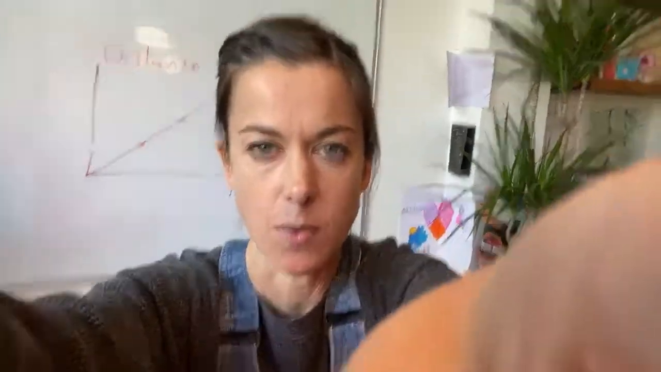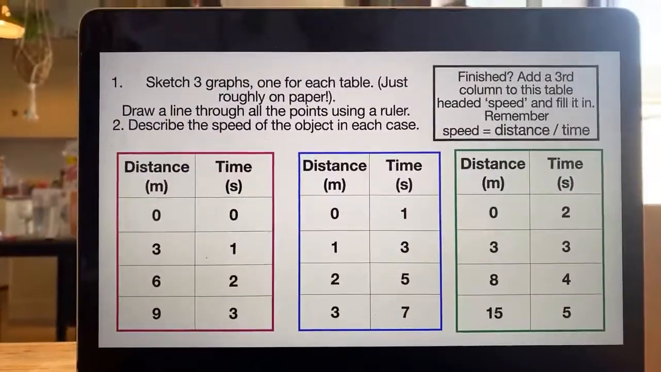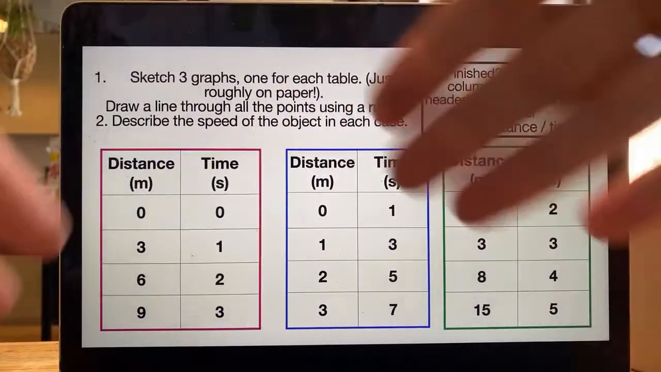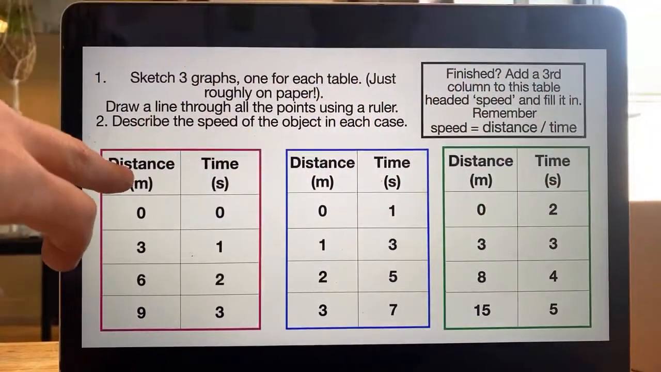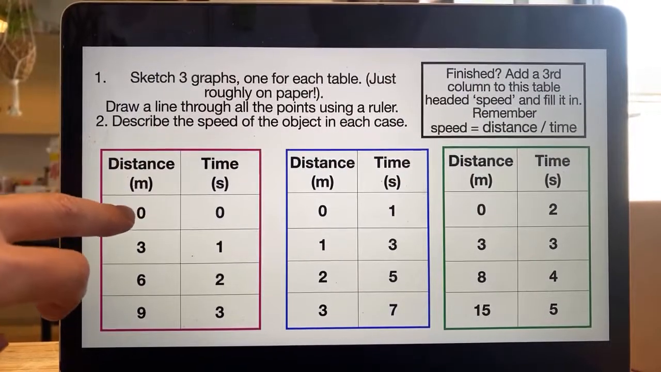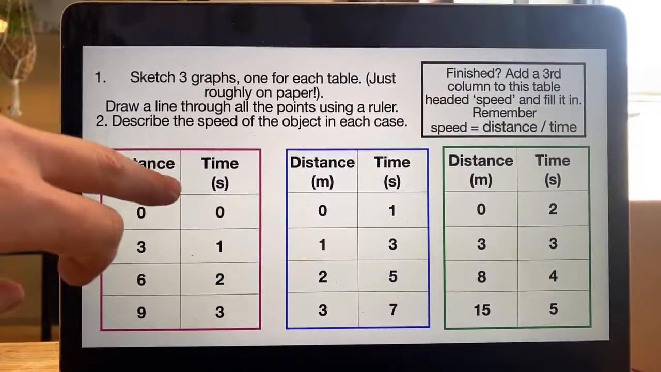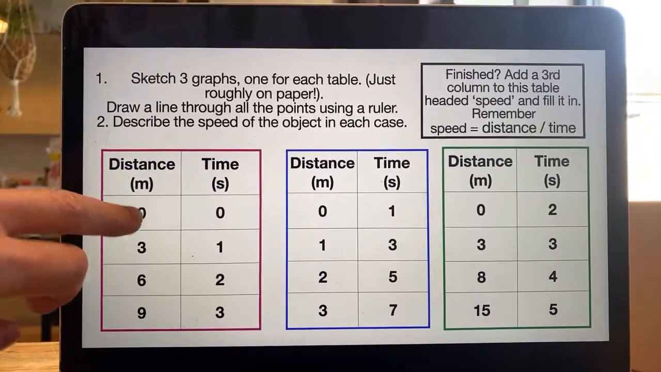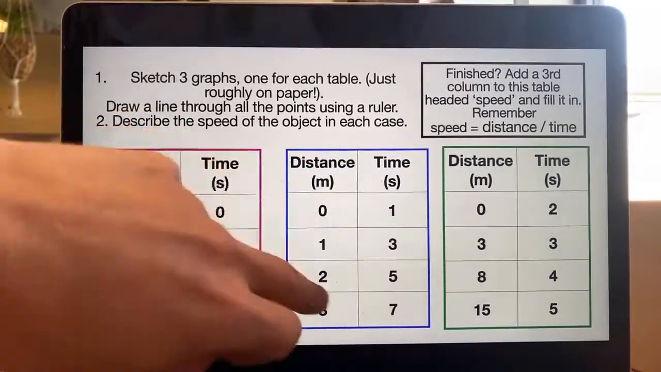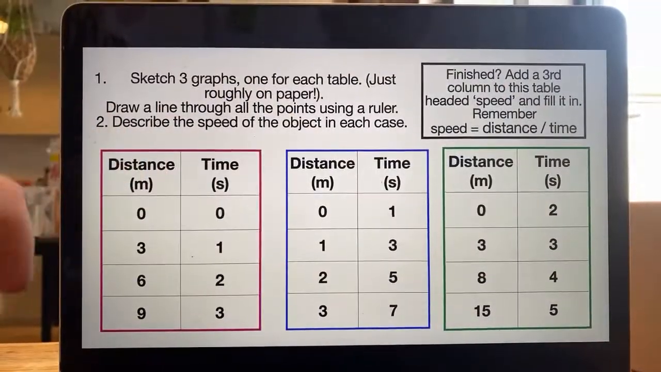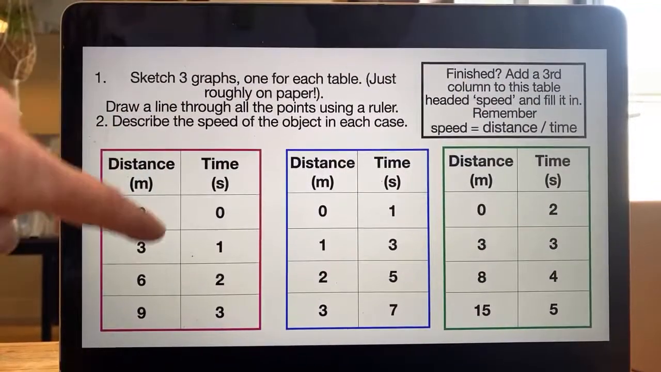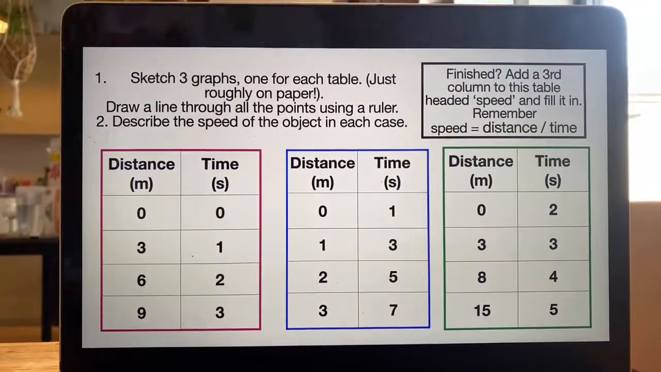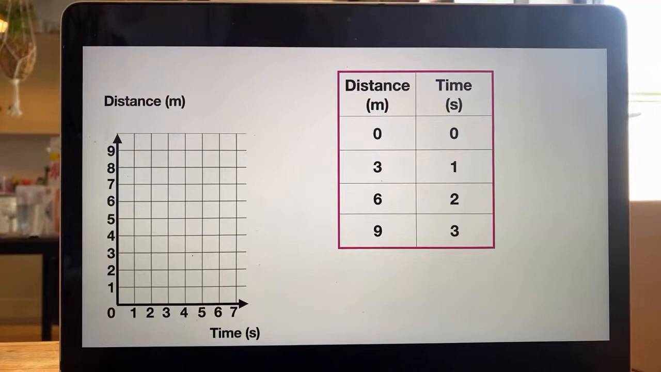I'm actually going to do the first one for you, to give you an idea. So 3 totally different experiments have taken place, pink and blue and green. And the person has looked at how far an object travelled in a certain amount of time. Okay, 3 totally unrelated experiments. I want you to sketch a graph for each one and then describe the speed of the object in each case. So like I say, I'll do the first one along with you.